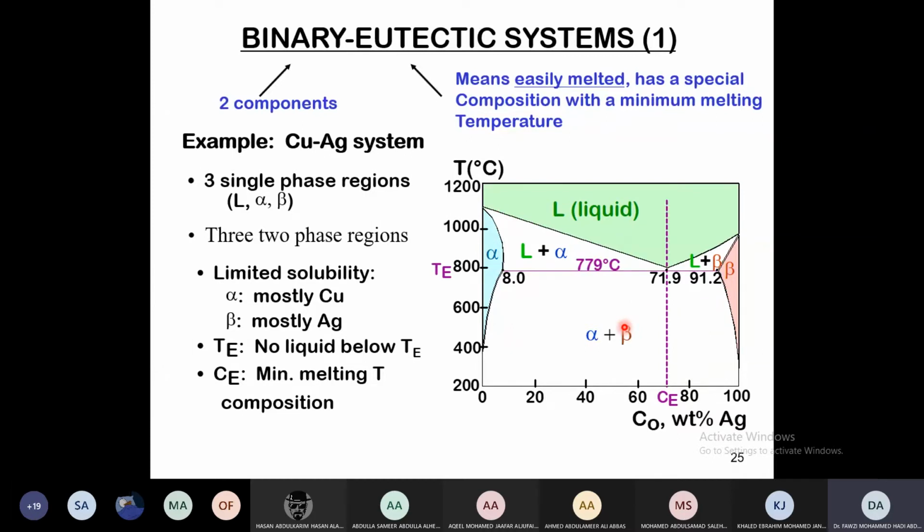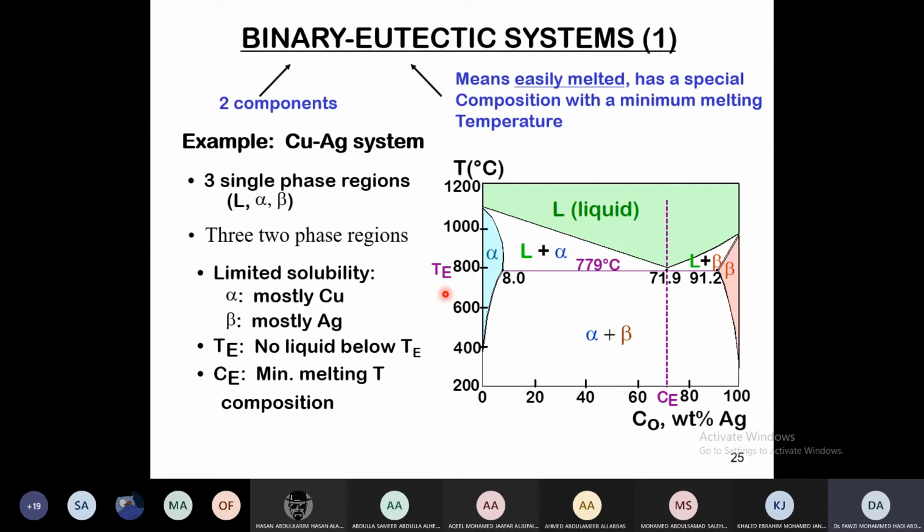In the previous one, the binary isomorphous phase diagram, the most distinguishing character of that phase diagram is the complete solubility, and that's why it's called isomorphous. So this is the most distinguishing thing about this phase diagram, and this point where this happens is called the eutectic point. And the temperature at which this happens is called the eutectic isotherm. So that line which is drawn there is called the eutectic isotherm.